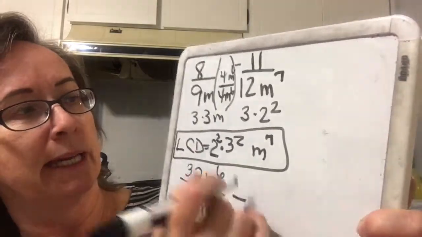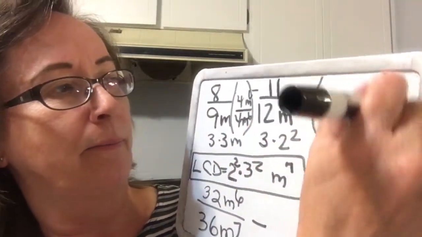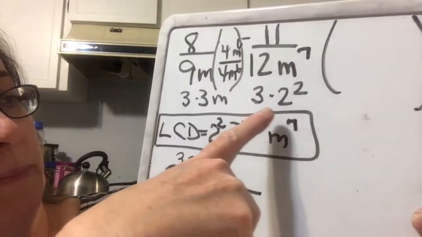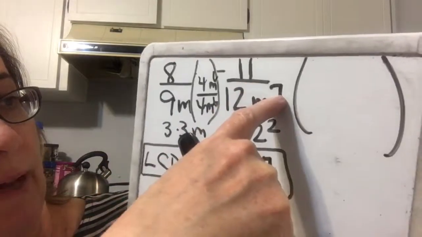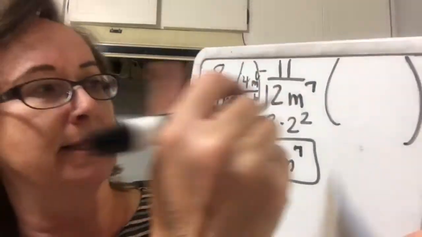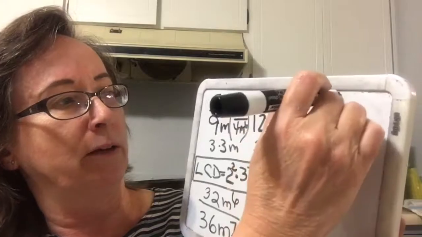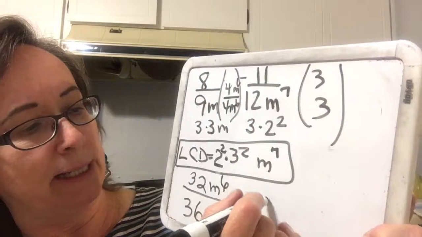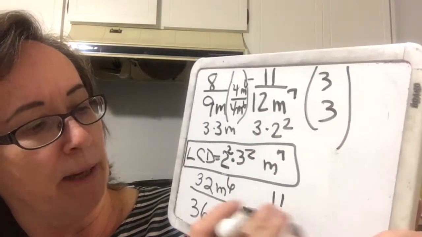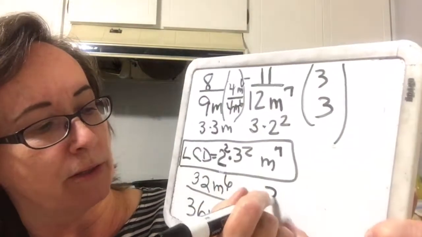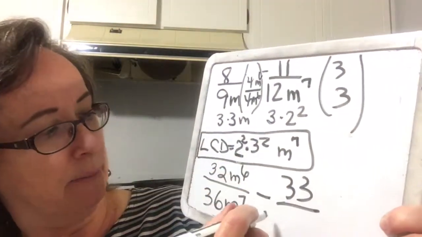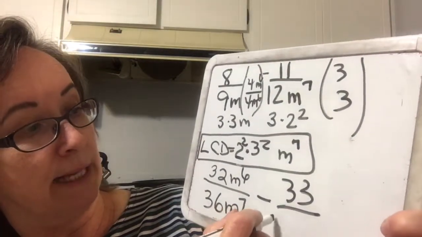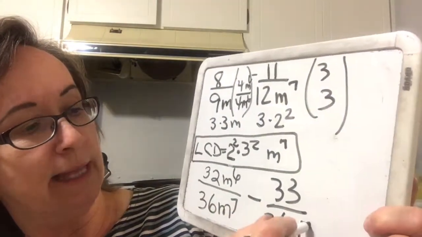Okay, minus, and then over here on the other side, we've got what's missing. We've got a 3, we need another 3. We've already got the 2 squared, and we've got the m to the 7. So all we need is a single 3, so I don't need quite that big a, so 3 over 3. So this one is going to be minus 33, excuse me, 11 times 3 is 33. And then I have my LCD on the bottom, which is 36 m to the 7th.